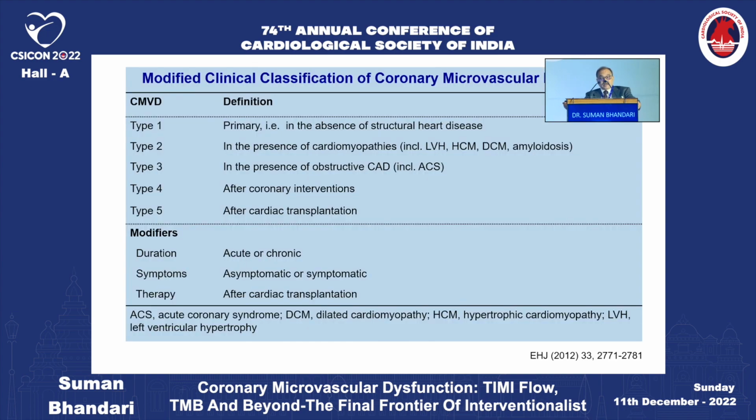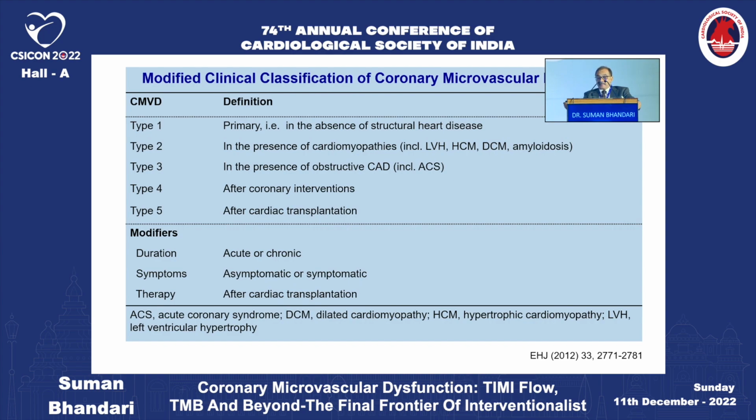These are the types of coronary microvascular dysfunction: type 1 is primary, in absence of structural heart disease; type 2 is presence of cardiomyopathies; type 3 is in presence of obstructive CAD. So you have microvascular dysfunction in 30-40% of people who have obstructive CAD, and after coronary interventions you may still have less flow despite opening up the obstructive CAD. And type 5 is after cardiac transplantation.